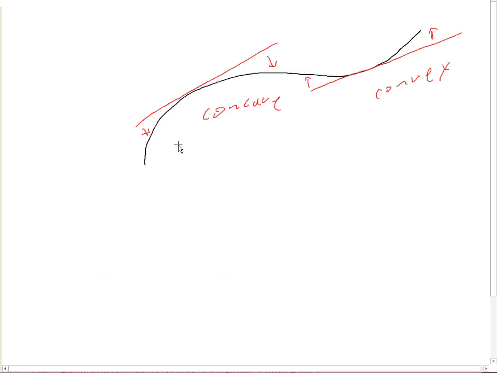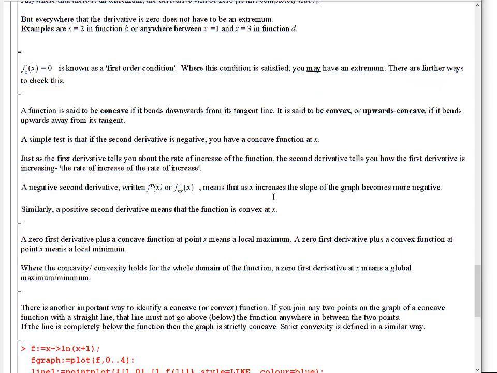Just drawing, I just sketched it out a moment ago. Here's a curve. In this part of the curve, if this is a tangent line, it's bending downwards away from that, so it's concave. But here, if you draw a tangent line, it's bending upwards away from it, so it's convex. That's what's meant by that.